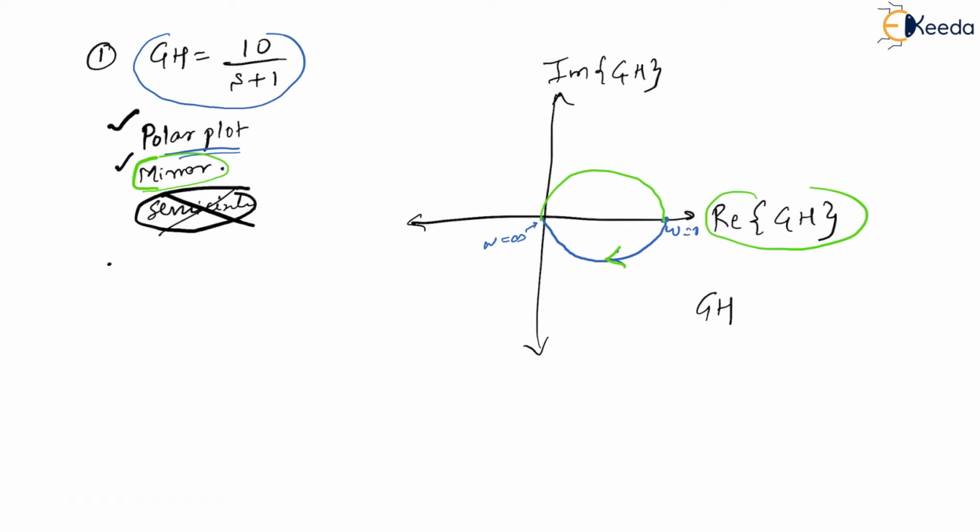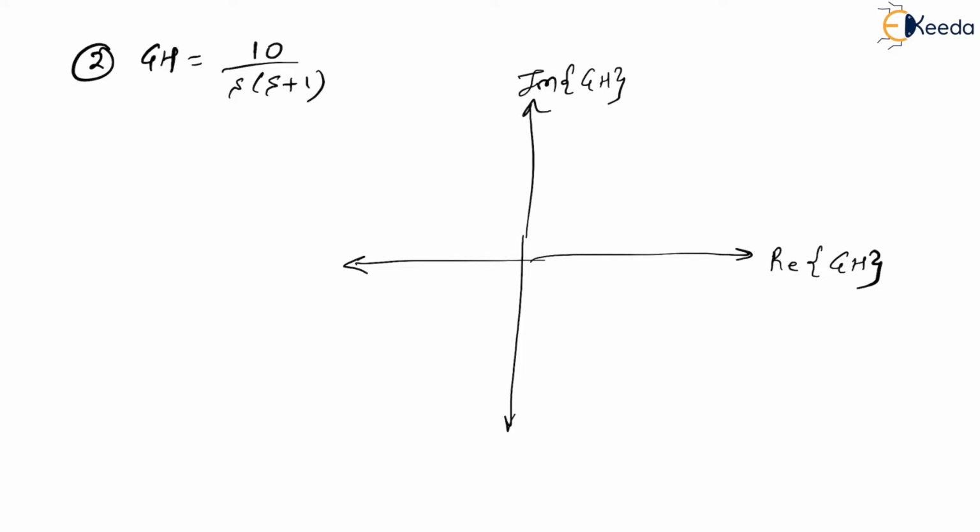If this is moving in this way, so definitely this has to move this way such that it becomes continuous. This is the Nyquist plot. Done. Deal done. Is that okay? Yes.